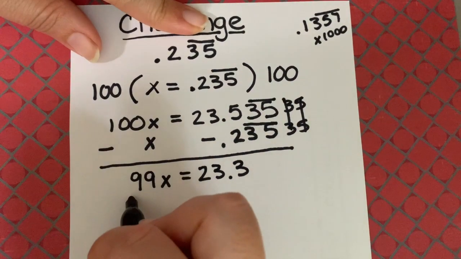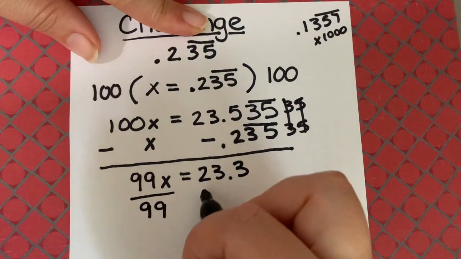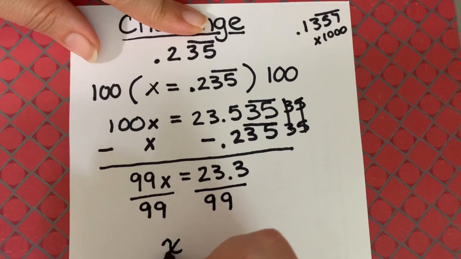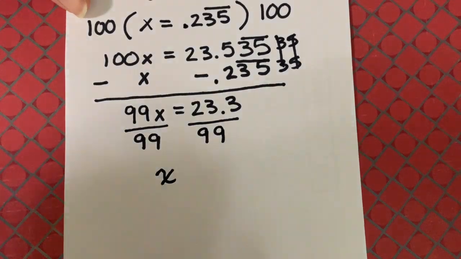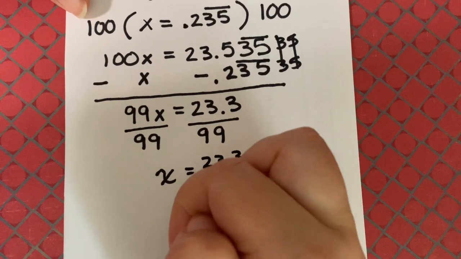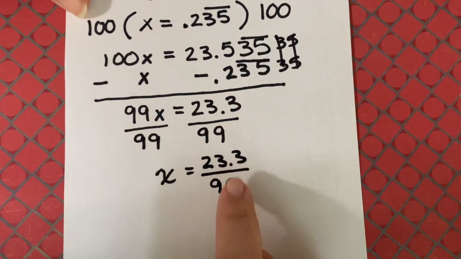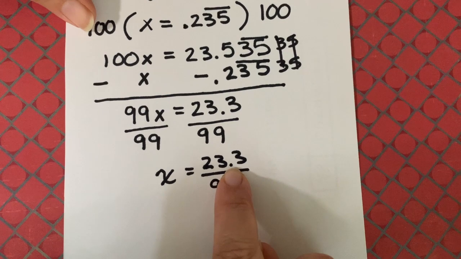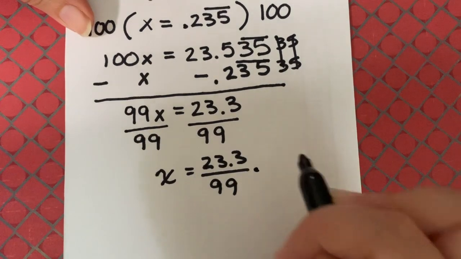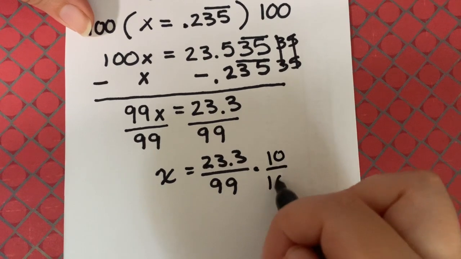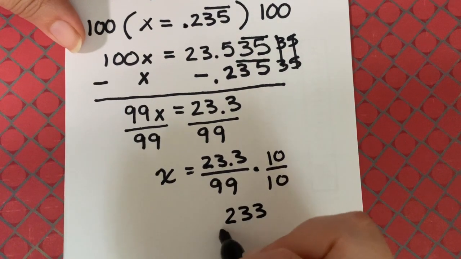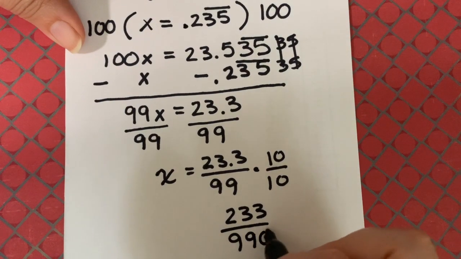And then to solve that, think back to last year, we divide each side by 99. So my final answer is 23.3 over 99. But again, that doesn't look right because of that decimal. So I have to multiply both the top and bottom by 10 to get rid of the decimal. So we would get 233 over 990.